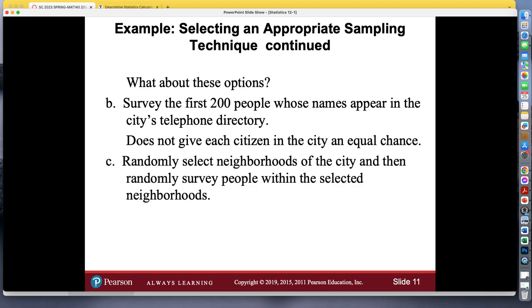Randomly selecting neighborhoods in the city and then randomly surveying the people is a little bit better, but if you select an area and then go in there, you're maybe not getting as much of a cross-section of diversity as you'd like. It says it gives you an equal chance, but what we've seen recently in voting is they redraw districts. Whichever party's in power seems to make the district fit so that they're going to win it.